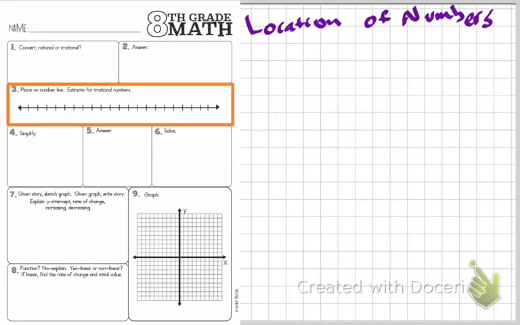Welcome to our video tutorial for question 3 of our daily review. In this question, we are describing and finding locations of numbers on a number line. The more that we do this, the greater our general understanding of the location of numbers will be.